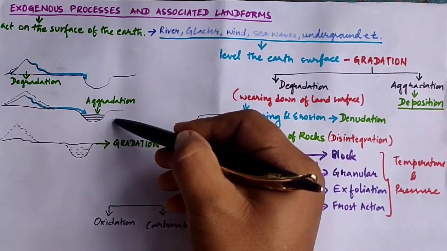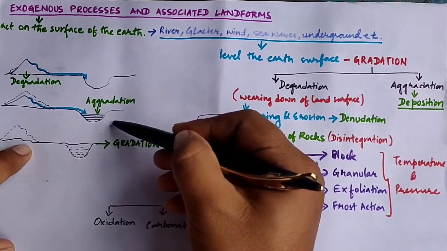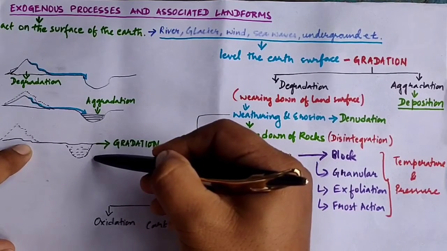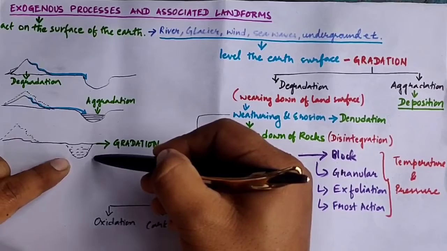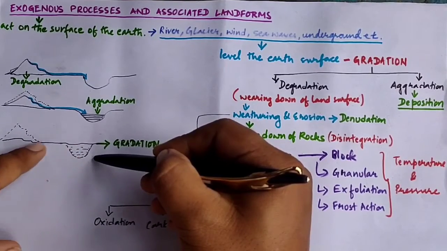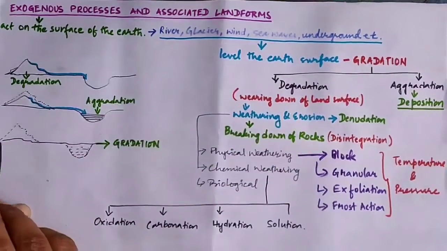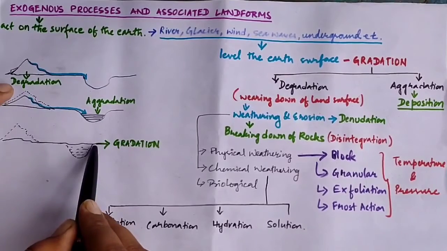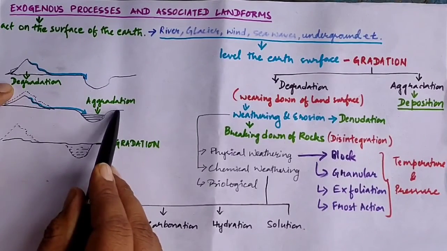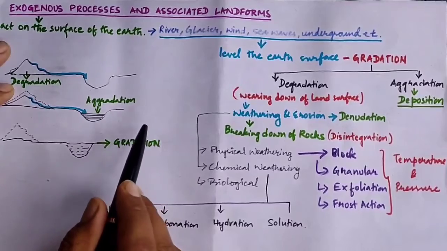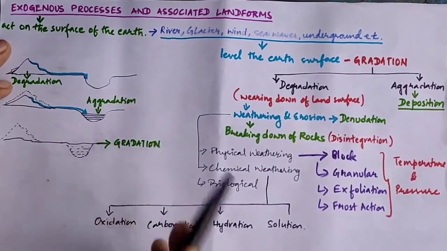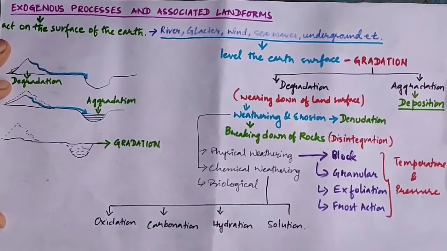And eventually a time will come where the highland area, subjected to a high level of erosion, will be reduced into a flat level land, and the low lying areas, due to the deposition of the materials, will also come to the level of the land. So this process of leveling with the help of degradation and aggradation processes, we call gradation. It's very simple, isn't it?